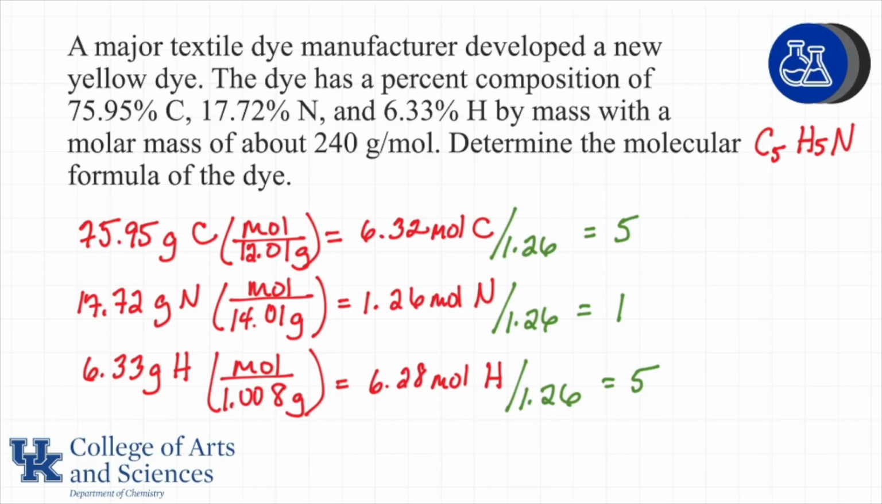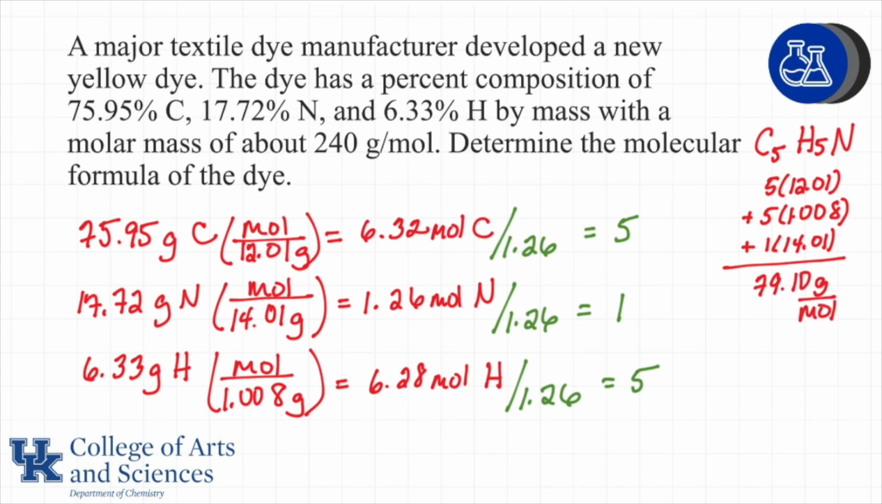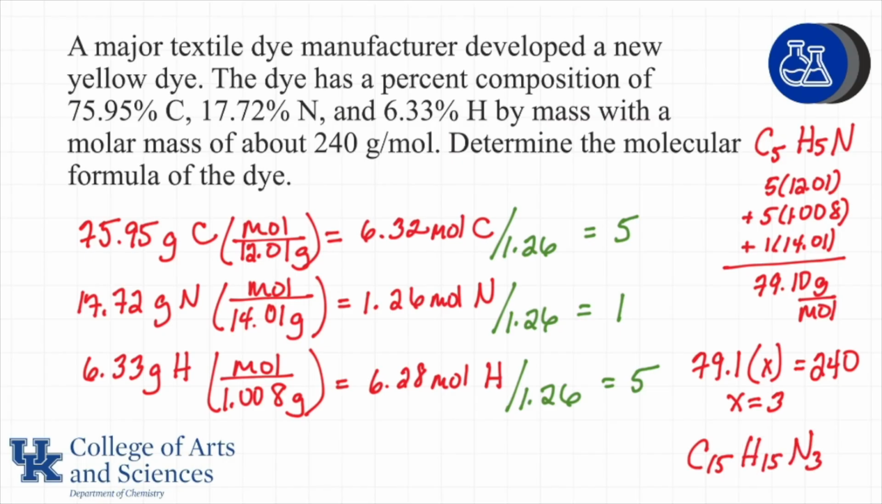Now we need to figure out the chemical formula, or the molecular formula, because we have an empirical formula here. If I look at the mass of this compound based on its empirical formula, I get a mass of 79.10 grams per mole. I need to take 79.1 times x and set that equal to 240 because that's the approximate molar mass. When I do the math, I get 3. Therefore, I know I need to multiply each of the subscripts by 3 in order to get to the chemical formula, which is C15H15N3.